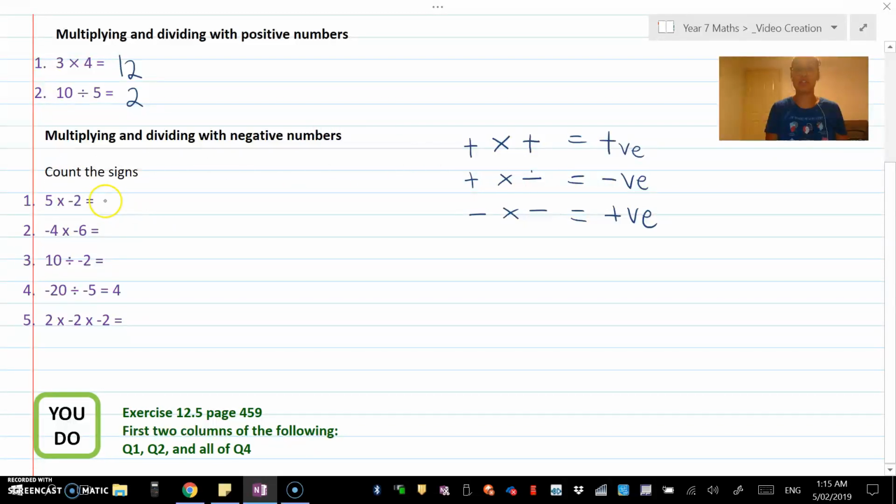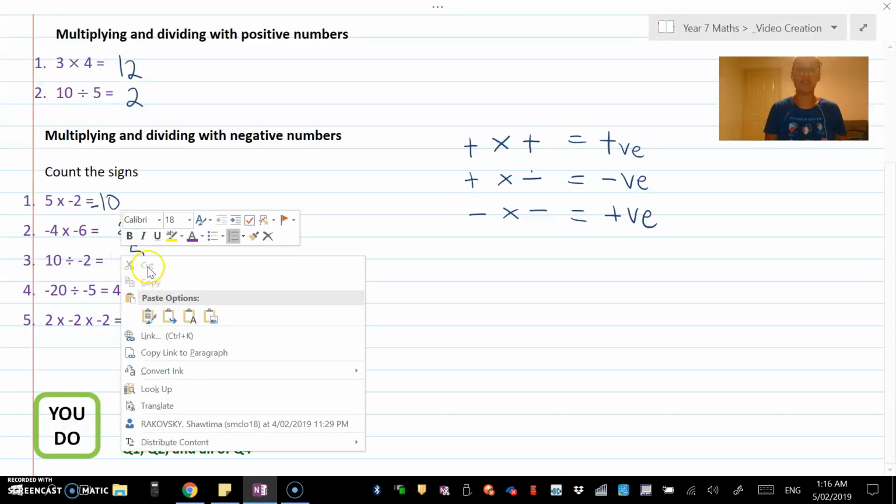So 5 times 2 is 10. There's one negative, so it becomes a negative 10. 4 times 6 is 24. Count your signs. 1, 2, becomes a positive. Don't need to do anything else. 10 divided by 2 is 5. One negative there, so it becomes a negative 5.